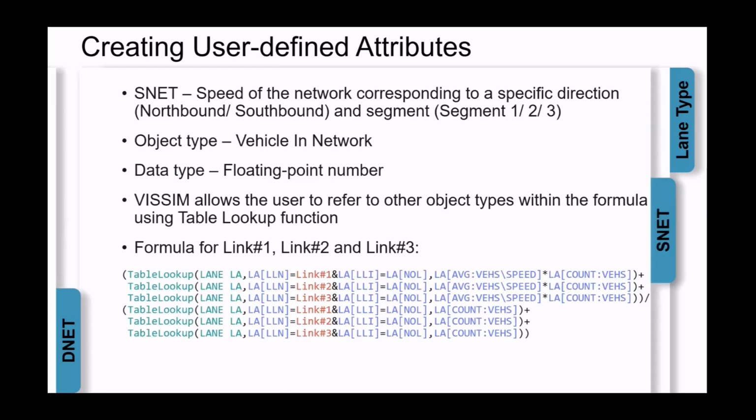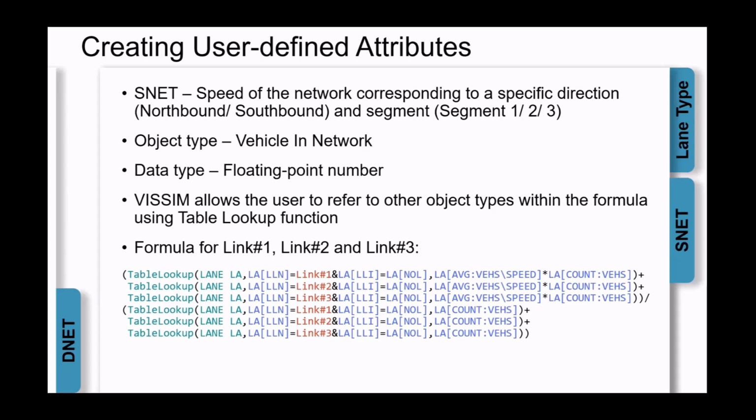SNet is the UDA that we created to capture the speed of the network in the technology lane, corresponding to a specific direction or for a specific segment. For this, we tried to maintain a 2 decimal point result, so we used a floating point number in a vehicle and network object type.